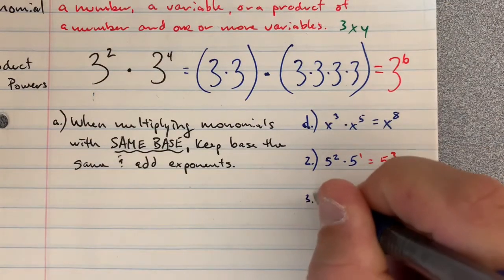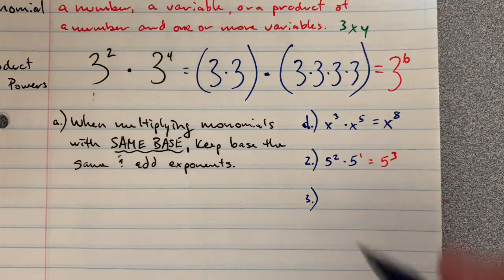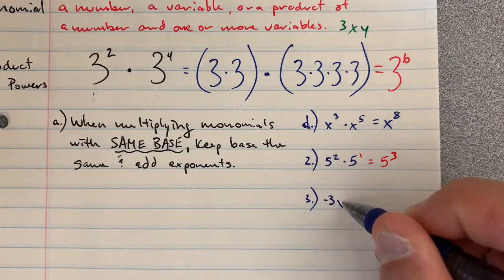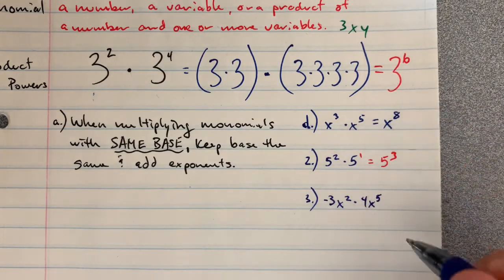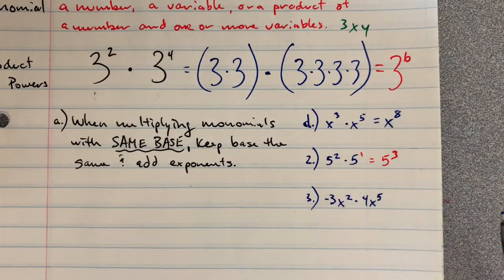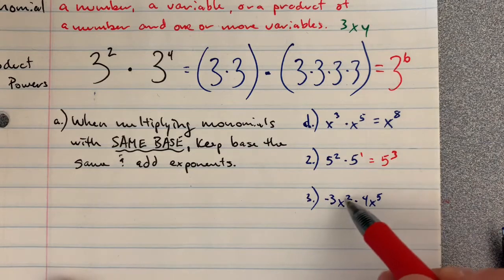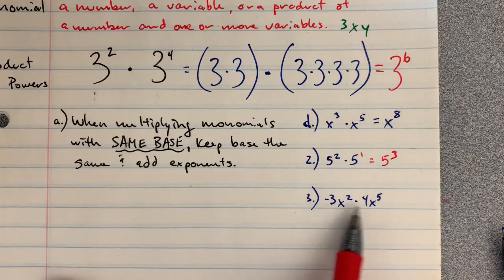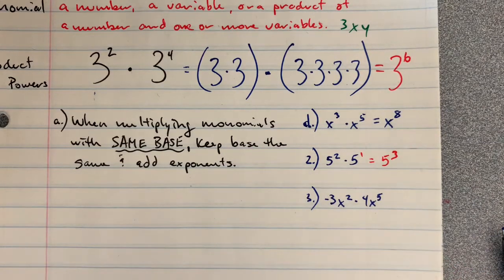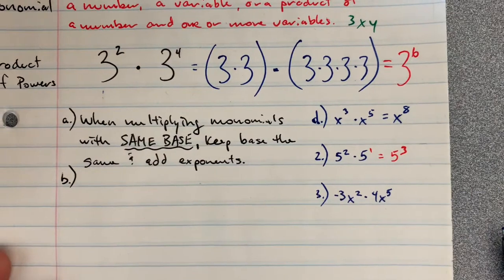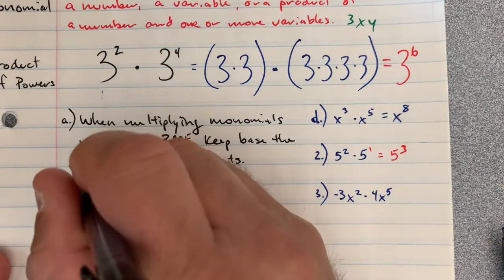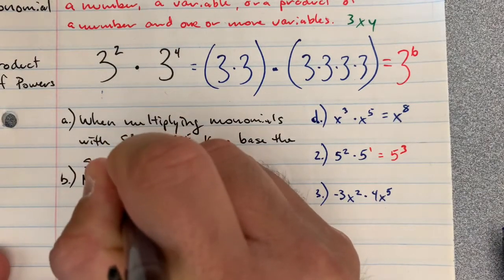The third example, a little bit tricky. -3x squared times 4x to the 5th. Now, my base is just the number that is holding that exponent. So that's just the x. These, the -3 and the 4, those are just coefficients. So we have to add another rule here for our product of powers. This is going to tell us to just multiply the coefficients.